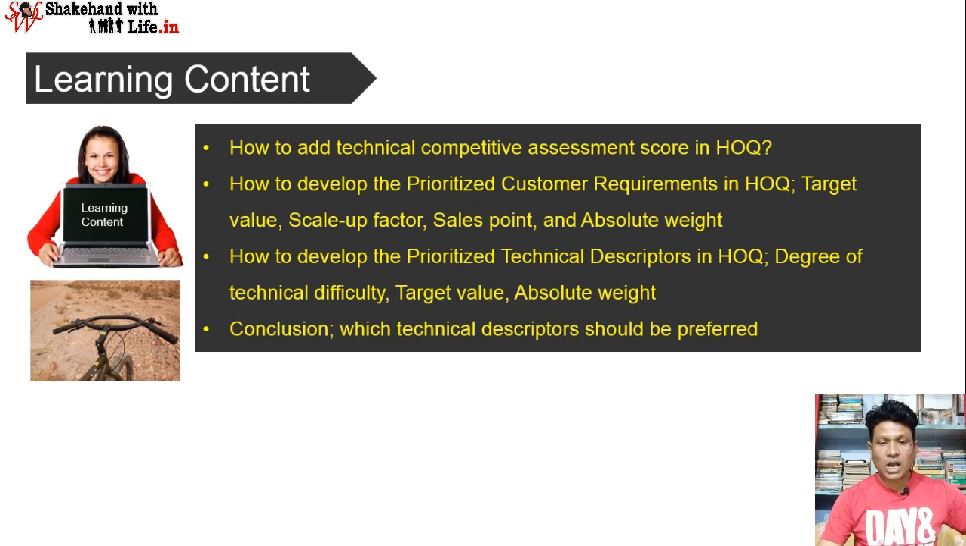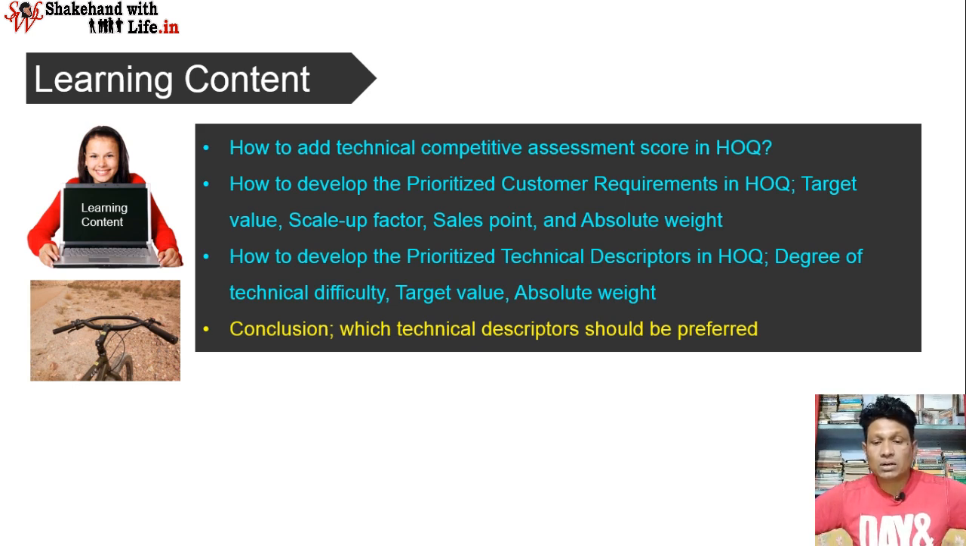And then we will study how to add the technical competitive assessment score in the house of quality. This is in the bottom of the house in room number 5. And then we will also study how to develop the prioritized customer requirements in the house of quality, like target value, scale up factor, sales point and absolute weight. Then we'll also study how to develop the prioritized technical descriptors, like degree of technical difficulty, target value and absolute weight.